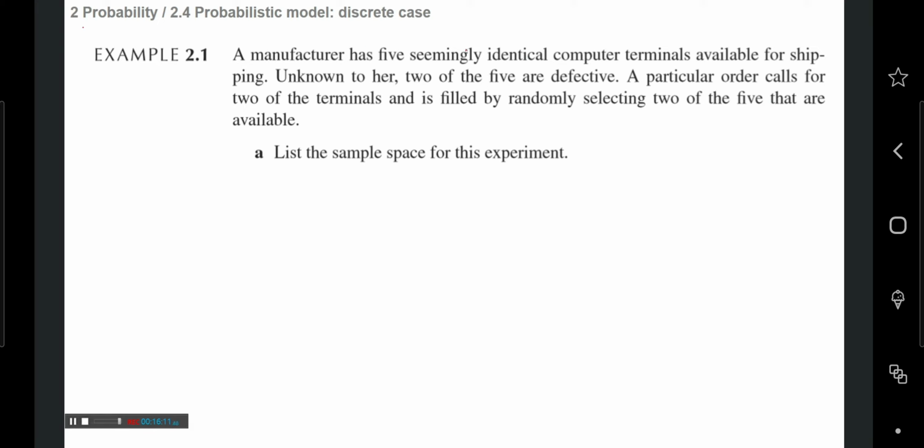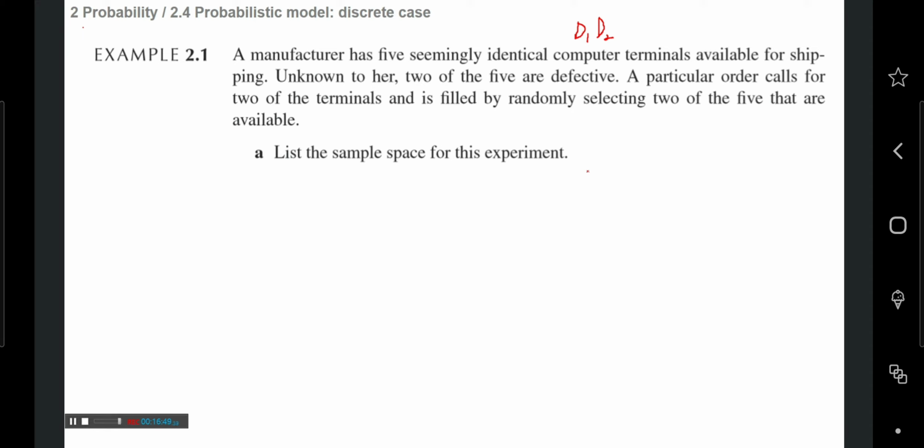Here, a manufacturer has 5 identical computer terminals, and among them, 2 are defective. So 2 are defective, D1 and D2, and 3 are normal. A particular order calls for 2 terminals at random, and question A is: list the sample space for this experiment.